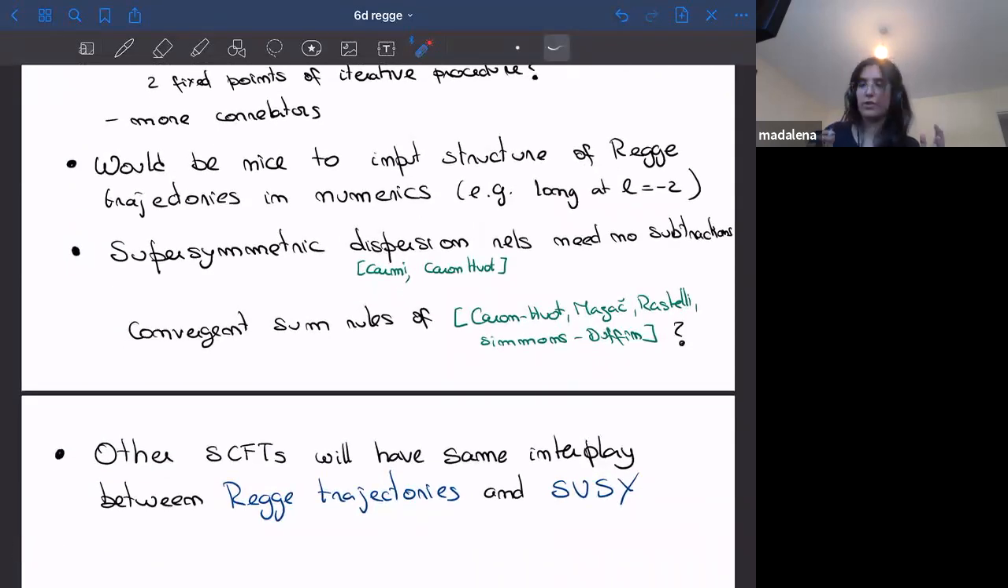And although we focus on the (2,0) theory, a lot of the structure remains. So other SCFTs will also have the same interplay between Regge trajectories and supersymmetry. So a lot of what we said would generalize to other series.